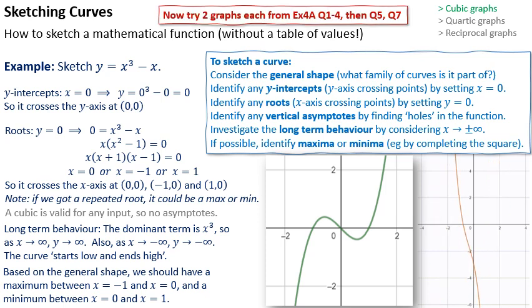Now you should have a go at a few of the graphs from exercise 4A. There are loads of them, so if you want to try more than 2 from each of the questions 1 to 4, then feel free. Do as many as you need until you feel comfortable with the process, but try at least 2 from each of the questions 1, 2, 3, and 4. And then have a go at some of the later questions, the problem solving or exam style questions. In particular, I'd recommend questions 5 and question 7. When you've had a go at those, return to the video and we're going to move on to look at quartic graphs.